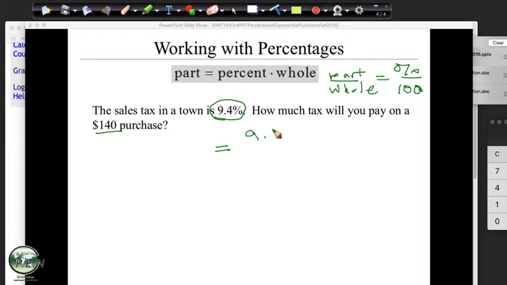So we put the 9.4%, put the 100, and notice I haven't even really read this yet, so now I better read. The sales tax in the town is 9.4%. How much tax will you pay on a $140 purchase? So is the tax part of the purchase, or is the purchase part of the tax?